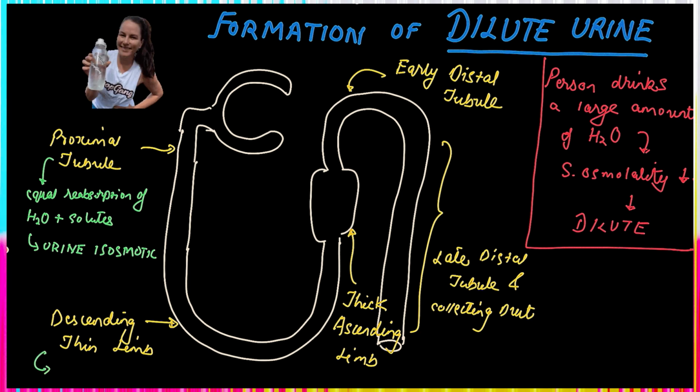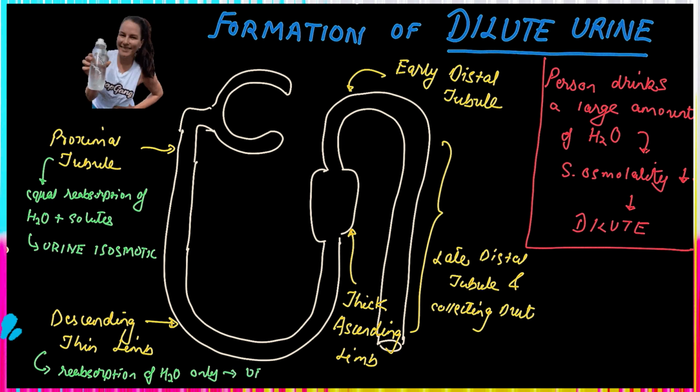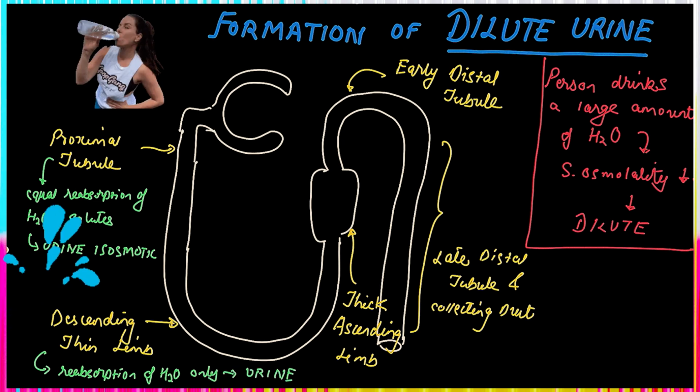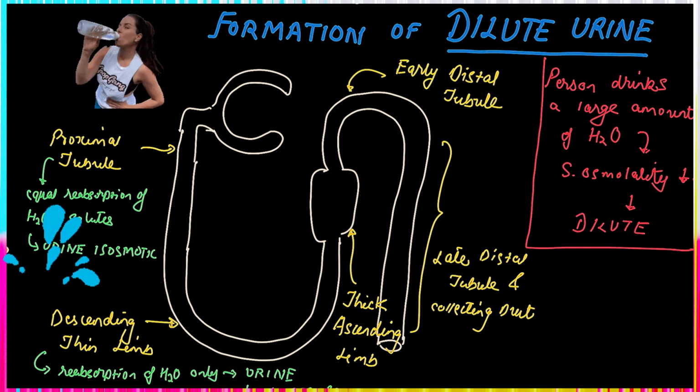The descending thin limb is freely permeable to water. It has aquaporin 1 on both the apical and basolateral surfaces. Hence, urine at the end of the descending thin limb is hyperosmotic. It has osmolarity greater than that of plasma.